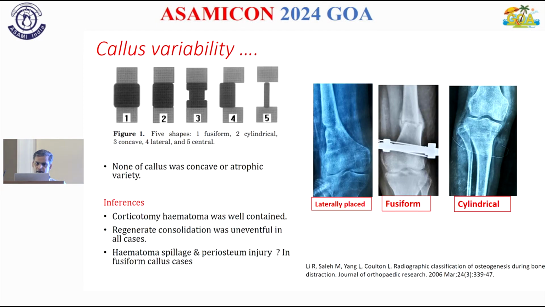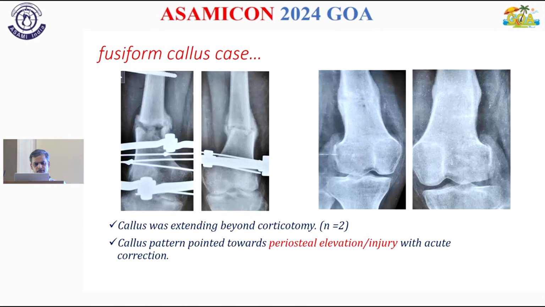With respect to shape of callus, none of the callus was atrophic or concave variety. It was a good callus in all cases. One case had a fusiform callus, which pointed towards either periosteal injury or periosteal elevation.